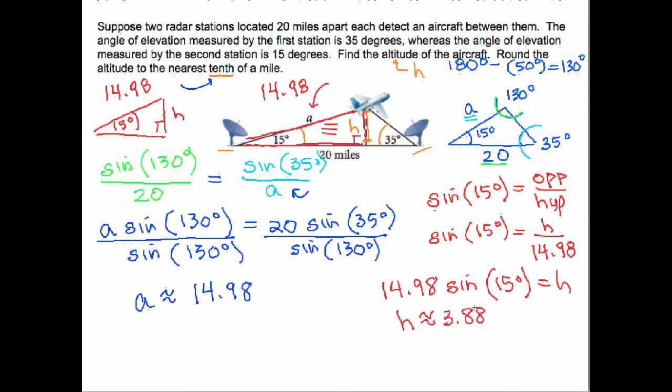Well, the final step is to round the altitude to the nearest tenth. H is our altitude. Rounded to the nearest tenth, we would say h is approximately 3.9. So the answer to our question, what is the altitude of the aircraft? 3.9 miles to the nearest tenth of a mile.